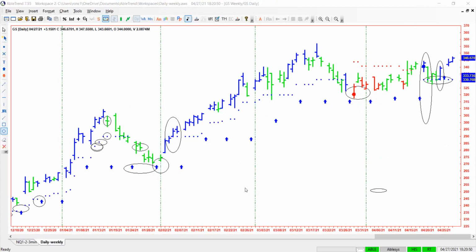Steve K. Oh man, Steve K is a killer Able Trend trader. Very disciplined. Steve took 46 points on the 1, 2, 3 NASDAQ chart that I just showed before. 4 winners on 8 trades. He averaged 19 points on the winners. The losers were, of course, always a lot less. They were only 8 points.